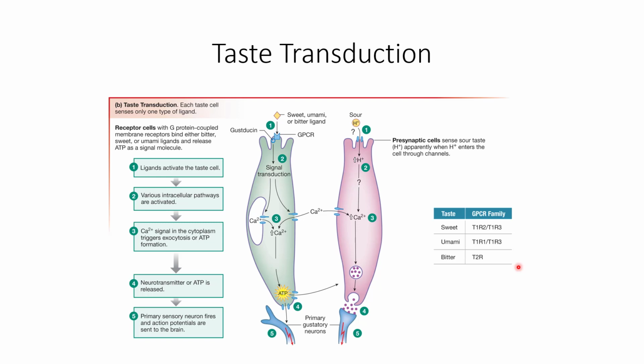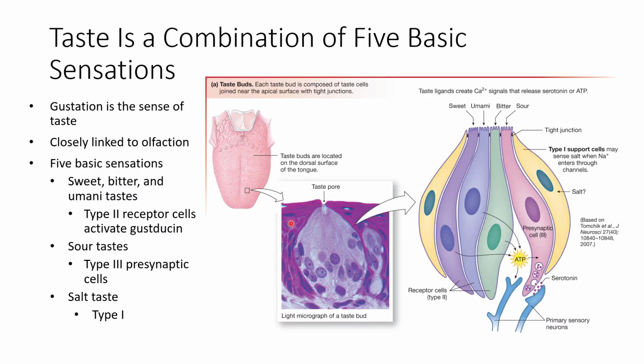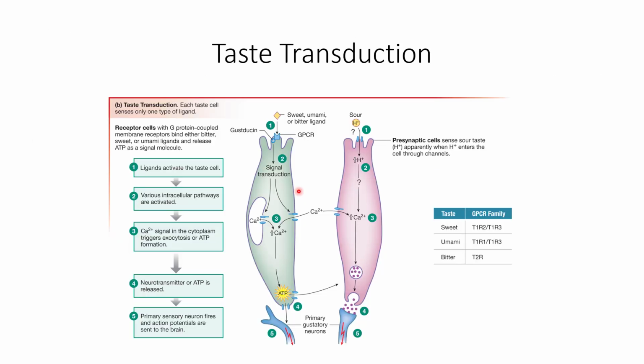Okay, so that's how we transduce just an odorant or a tastant into a smell, or in this case, into a taste that then gets perceived in the brain. You're responsible for knowing the 5 different senses, which types of receptors get triggered by which, and this transduction pathway.